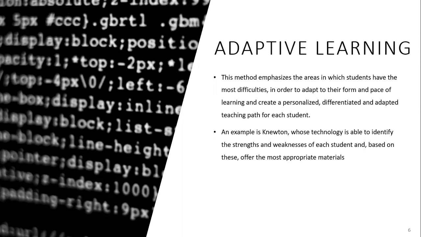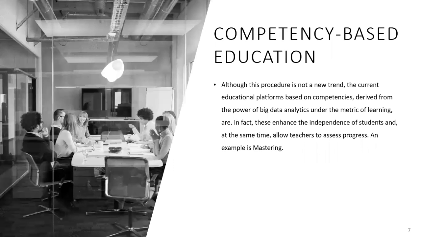The best example of this is the platform known as Newton, whose technology is able to identify the strengths and weaknesses of each student and, based on this, offer the most appropriate materials. So this is the first one, adaptive learning. It helps every single user.